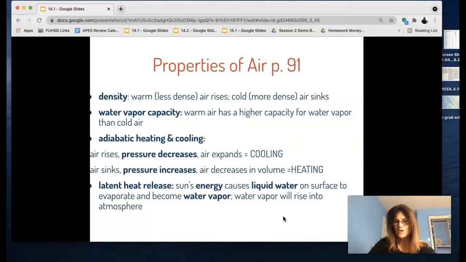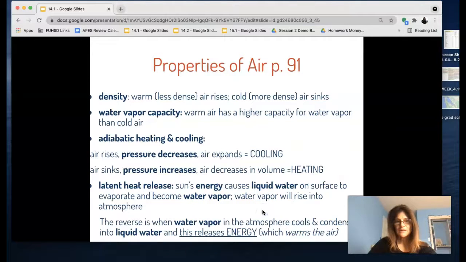If you remember how the water cycle works, you can understand this last air property. The sun will shine down on the surface of the earth and it will cause liquid water to evaporate. That means it's changing the liquid water into the gas form, which is called water vapor. And this water vapor will rise into the atmosphere. But eventually it will get high enough into the atmosphere where it will cool and then condense back into liquid water. So when water goes from gas to liquid, it releases energy and that warms the surrounding air. So that's called latent heat release.